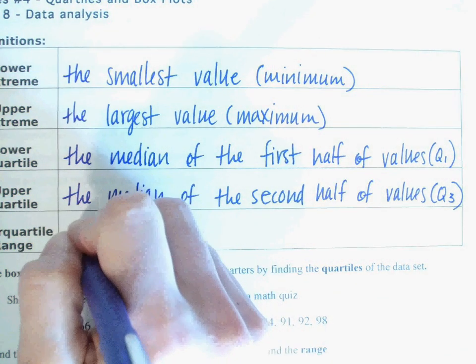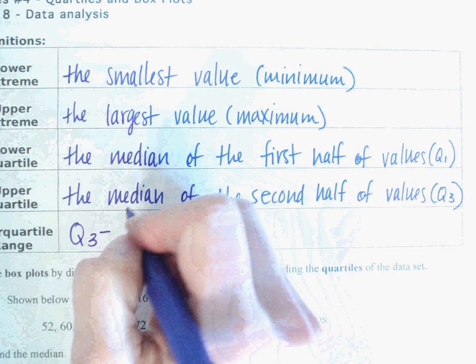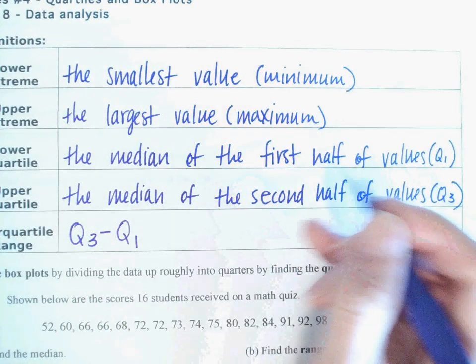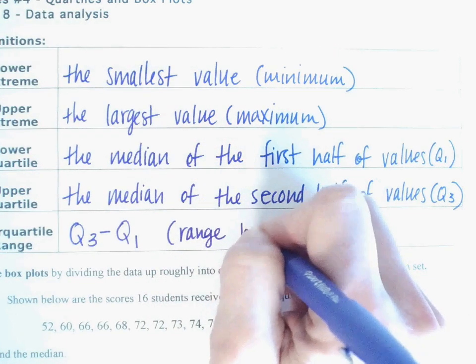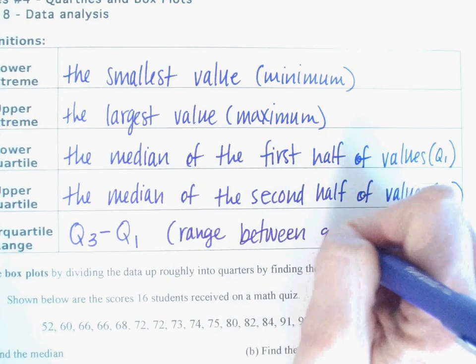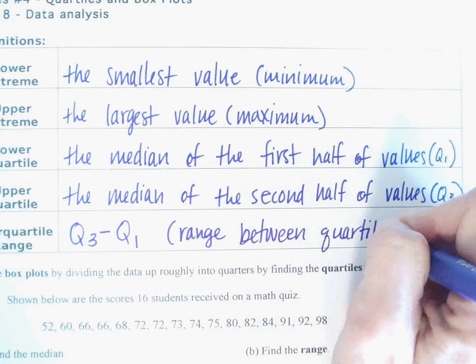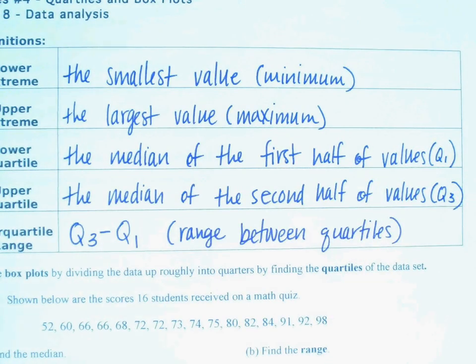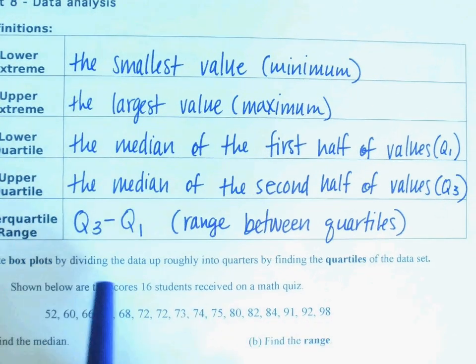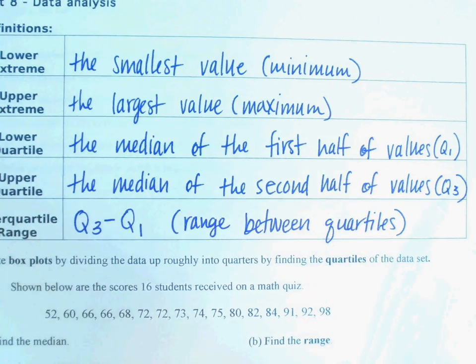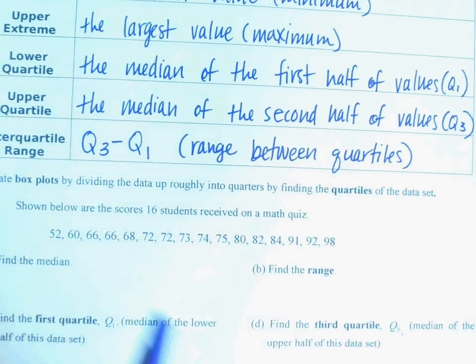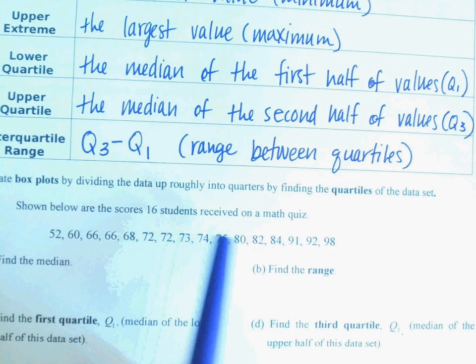Interquartile range. This is your third quartile minus your first quartile. So basically, it is known as the range between quartiles. We're going to use this information to create something called box plots or box and whisker plots. So what we do is we divide data up roughly into quarters by finding the quartiles of the data set. So shown below are the scores of 16 students and what they received on a math quiz.